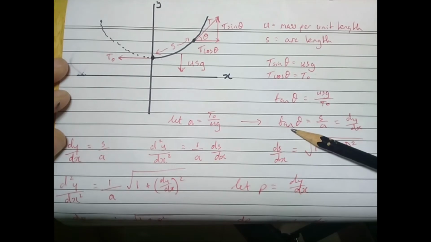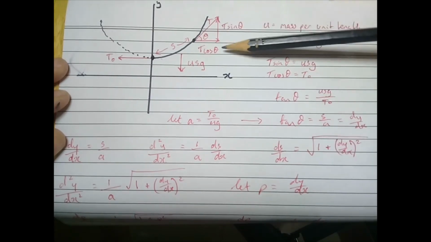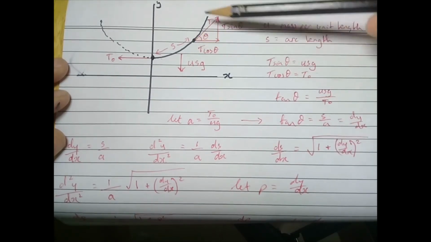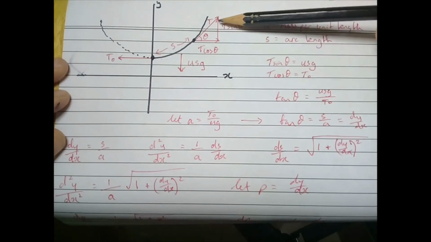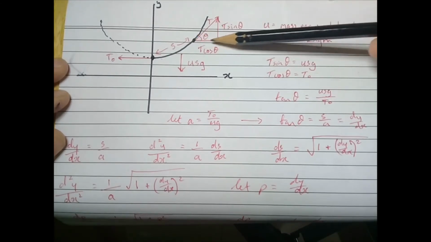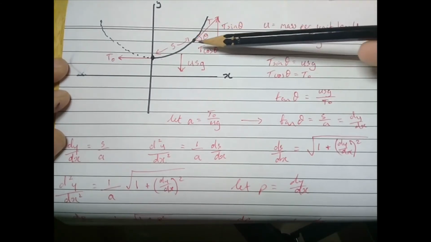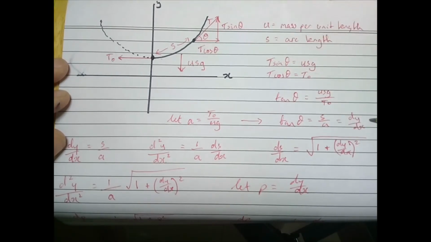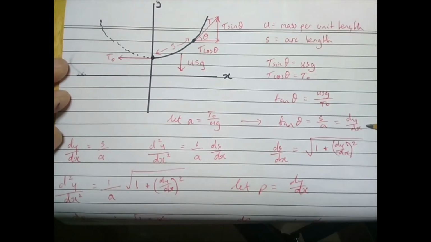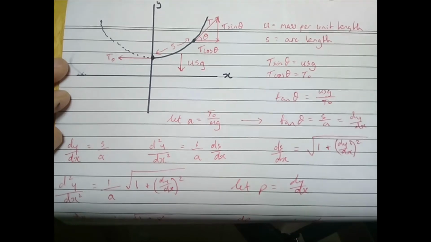Now tan theta is opposite over adjacent, and if I look at this triangle here and think of it in the Cartesian plane, I get a change in y divided by a change in x. So opposite over adjacent is dy over dx. And that's what I've written there. Okay, all very good up to now.